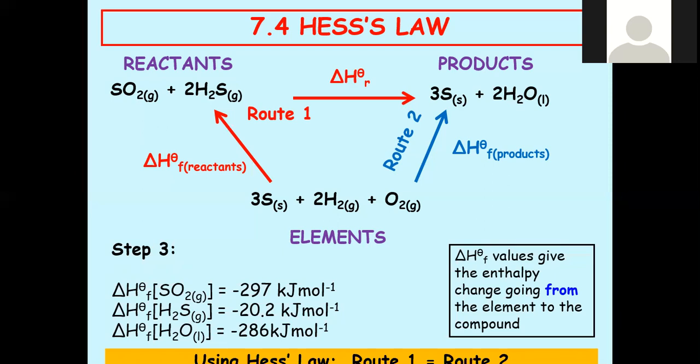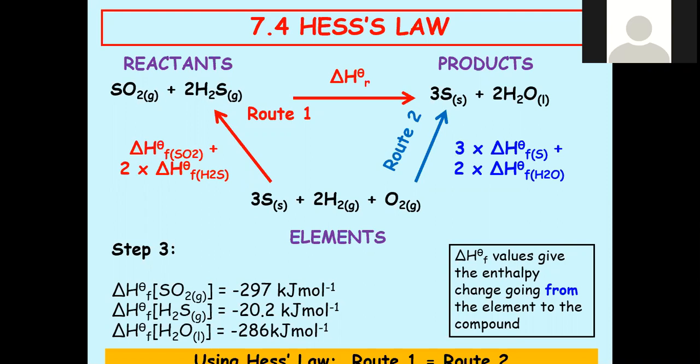So actually we go back and we look at the elements. Okay, so if the elements were going to form the reactants, it would be this enthalpy change. Therefore, if these elements are going to make these products, it would also have the same enthalpy change, even though we've technically made the reactants and then gone to the products instead.